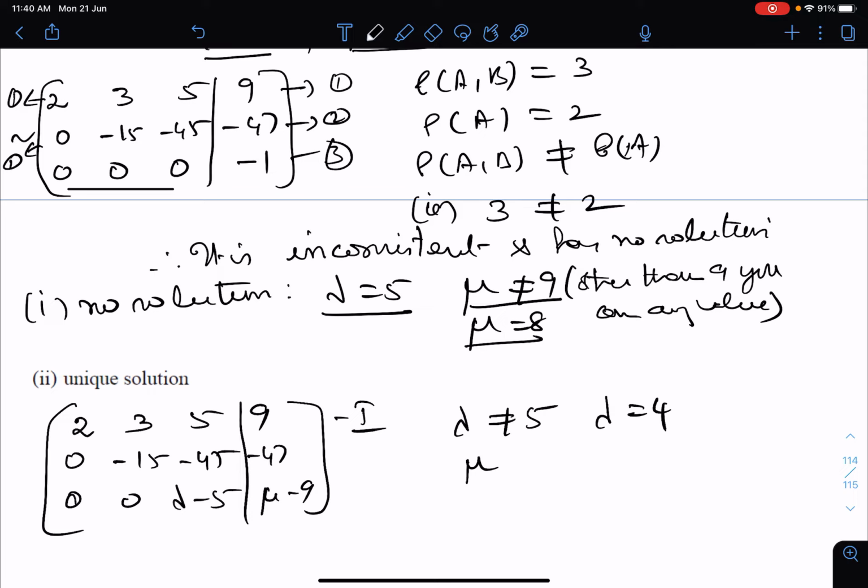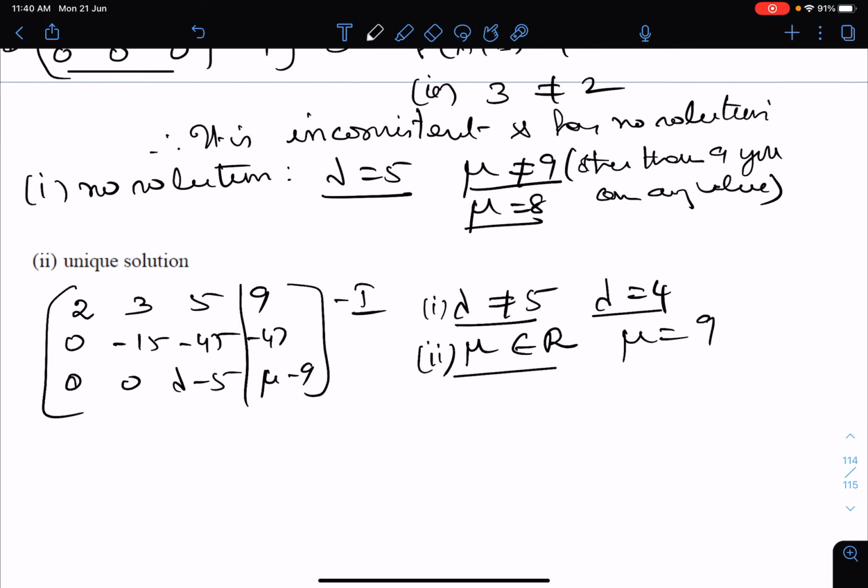Can it be equal to 9? Okay, it can also be equal to 9. Mu can be any value in R. Let us take mu equal to 9 itself. So any value. These are the two conditions we are going to use, the first and the second conditions.